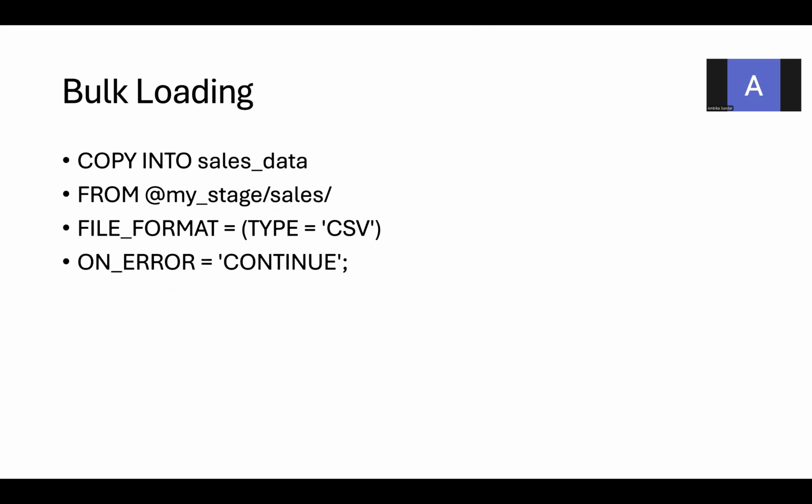Bulk loading uses the COPY INTO command. You are going to load the data into the table from the external stage or the internal stage. File format is CSV, and ON_ERROR equals CONTINUE. ON_ERROR continue means if the file has some issues, it is going to skip those records which are not proper and load the rest of the data. For example, you have bad data in your source, but I want to skip the data which is not in the proper format. So I'm going to skip those records and load the data into Snowflake.